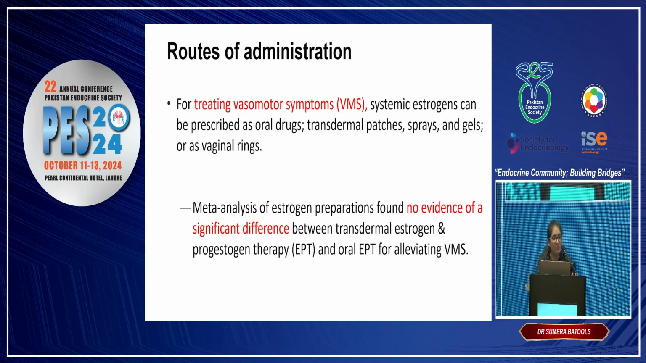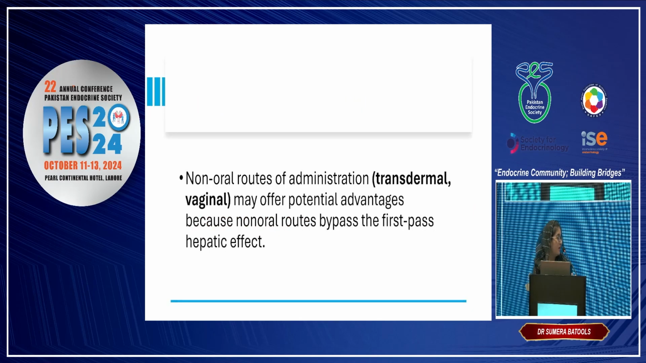For treating the vasomotor symptoms, systemic estrogen is required, either in the form of oral tablets or transdermal patches. Both are equally effective. But the transdermal patches have the benefit of bypassing the first-pass metabolism in the liver, so the risk of side effects will be low.